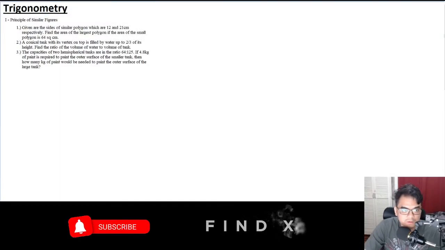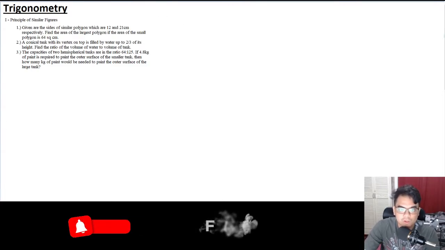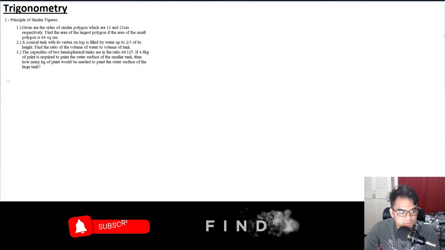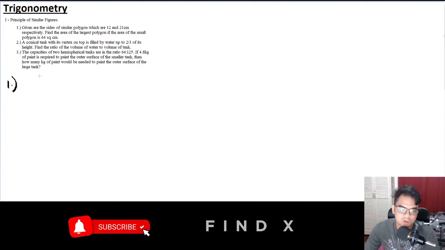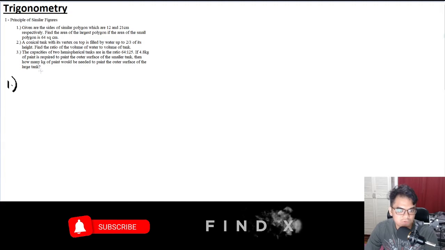Okay, so we got the last topic actually, principle of similar figures. For number one, given are the sides of a similar polygon, which are 12 and 21 centimeters respectively. Find the area of the largest polygon if the area of the small polygon is 64 square centimeters.